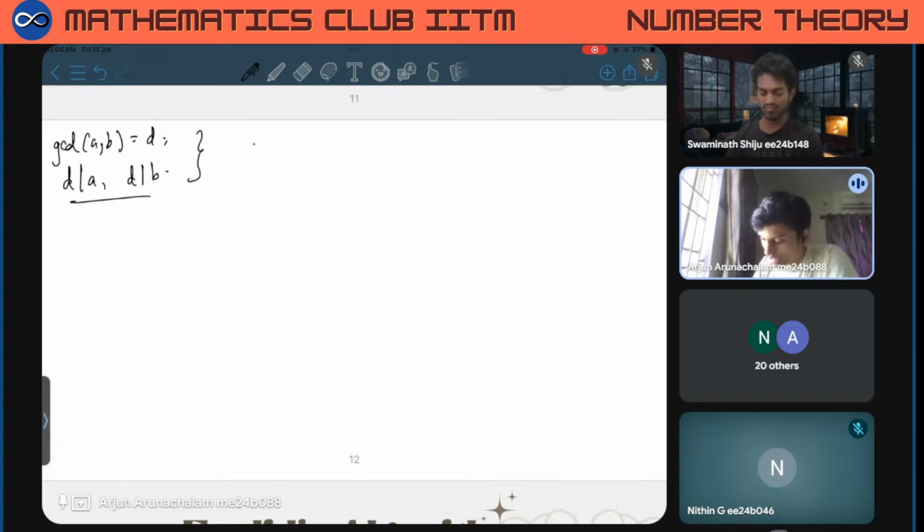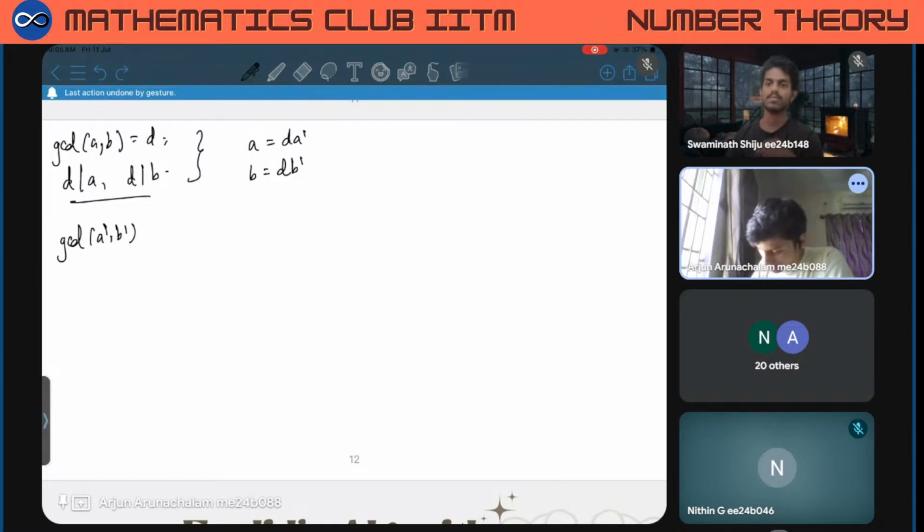let's say you write a is equal to d a dash and b is equal to d b dash. So is there anything you can conclude about b dash and a dash? So basically, what you get is that GCD of a dash comma b dash will be 1, right? I'll tell you why.